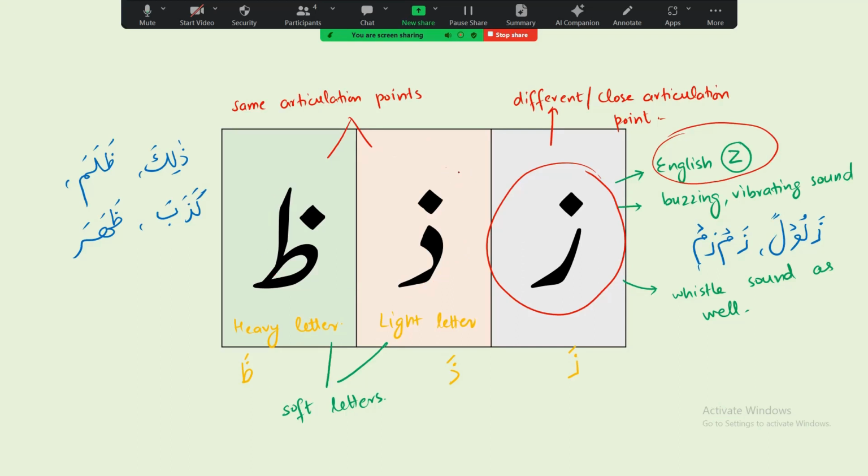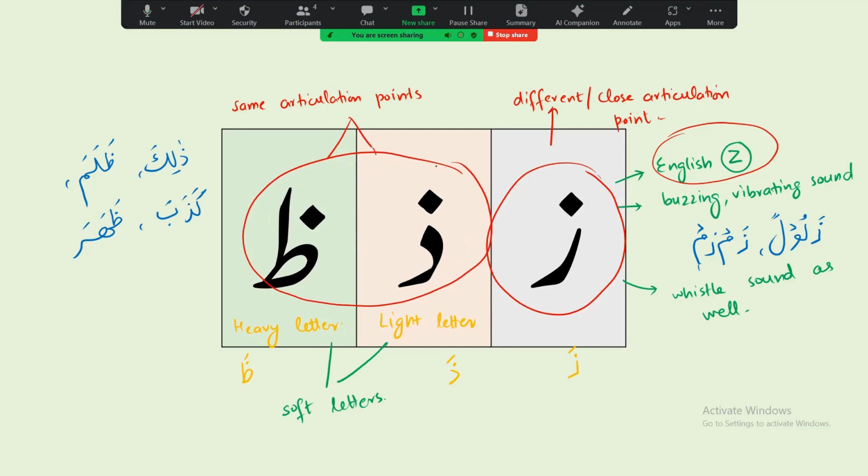Okay, so what happens, sisters, is that for these two alphabets, their articulation point is exactly the same. What is the articulation point now? We take the tip of our tongue and we touch that to the tip of our upper front two teeth, right? The edges of our upper front two teeth. Take the tip of your tongue and touch that with the edges of your upper front two teeth, and you will make this soft kind of sound, right? Soft. There will not be this buzzing sound much.